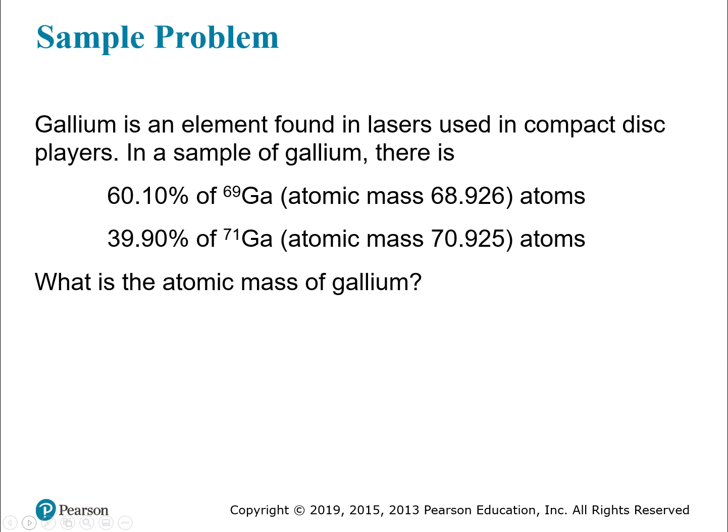Let's do a sample problem so you can see what this means. Let's say that we have gallium. It's found in lasers that's used in CD players. In gallium, you have 60.10% gallium-69, and you have the atomic mass of gallium-69. We've got the other percentage abundance for gallium-71 and its atomic mass. What is the atomic mass of gallium?